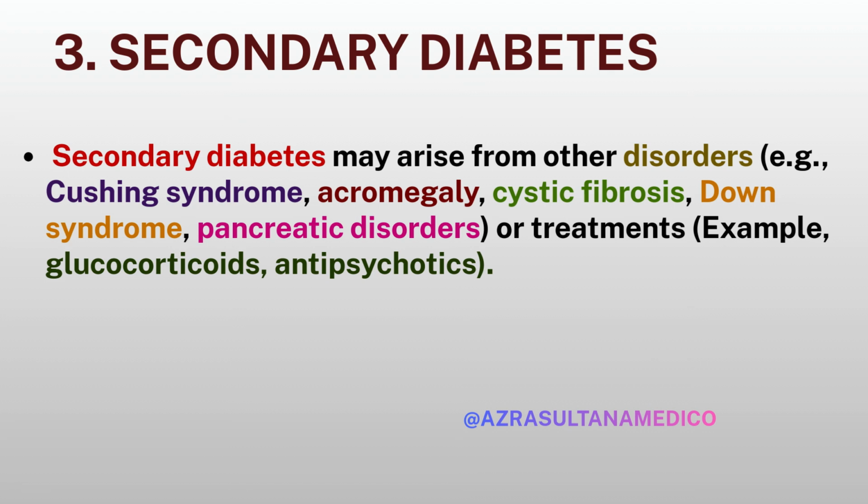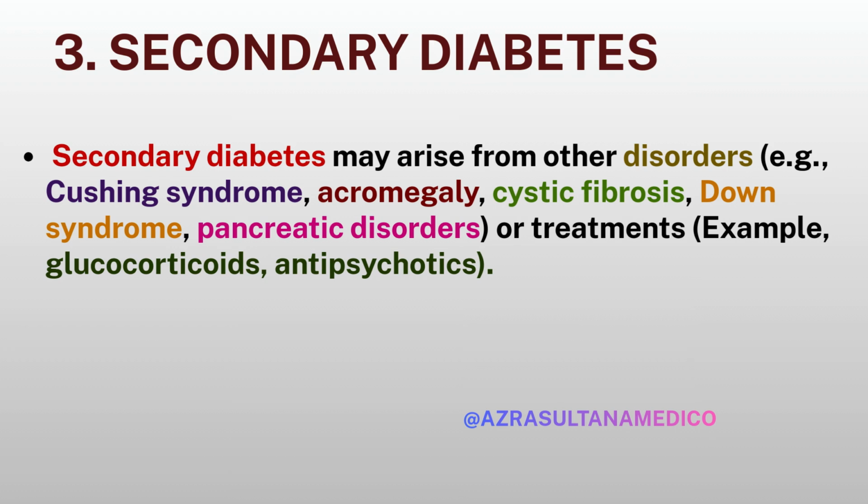Secondary diabetes may arise from 1. Other medical disorders. Cushing's syndrome: excess cortisol increases blood glucose levels. Acromegaly: excess growth hormone causes insulin resistance. Cystic fibrosis: damage to the pancreas impairs insulin secretion. Down syndrome: associated with increased risk of autoimmune and metabolic disorders. Pancreatic disorders, such as pancreatitis, pancreatic trauma, or pancreatic cancer, which damage insulin-producing beta cells.